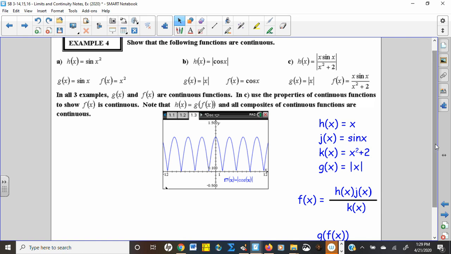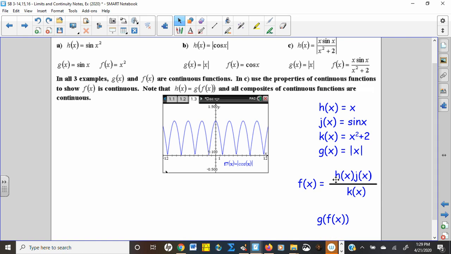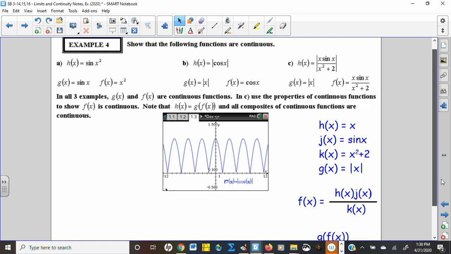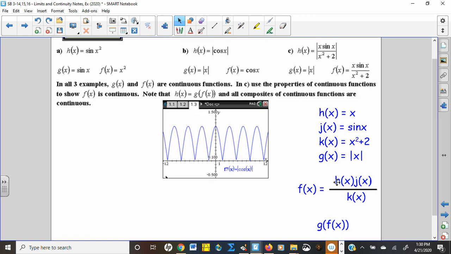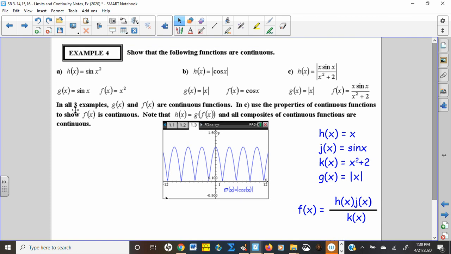So it's kind of like I created a function f, which is h of x times j of x divided by k of x, and then I put f of x into g of x. And because all of those are continuous, my new function that I'm calling f of x is continuous. That one's a little bit busy, but as it says, in all 3 examples, g and f are continuous functions, and so by the properties of continuous functions, these are all continuous.